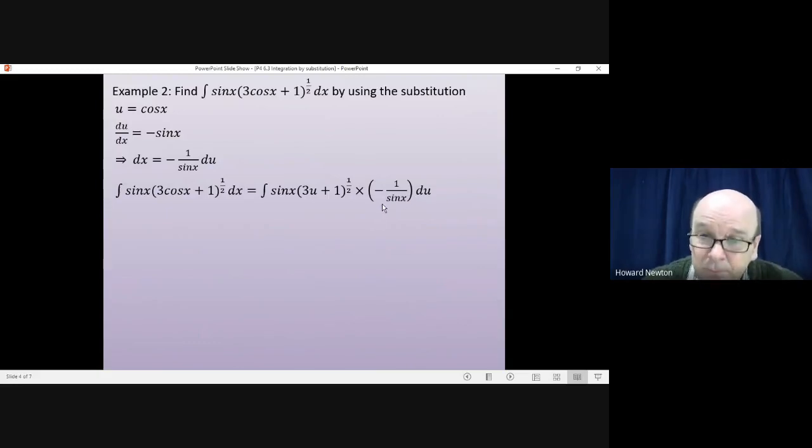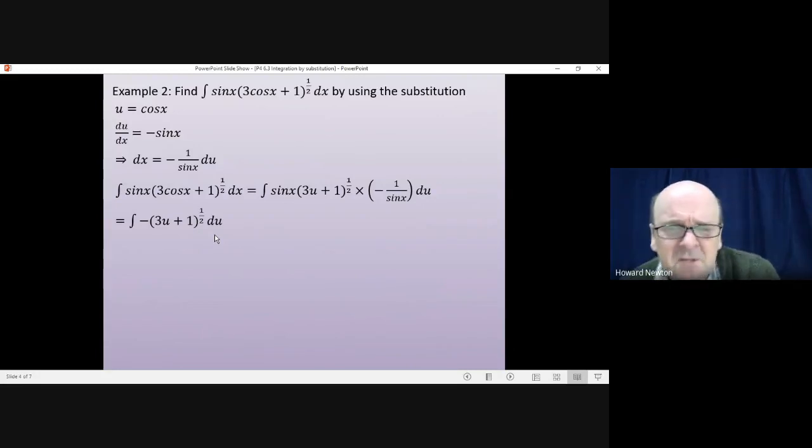And then at this point, you notice that you've got sine x on the top, you've got sine x on the bottom, you've got sine x divided by sine x. They cancel with each other. So the sine x's, they just sort themselves out. And the whole thing simplifies to the integral of minus 3u plus 1 to the half du. Then you carry on as normal.